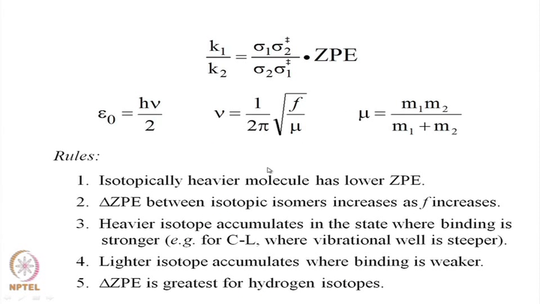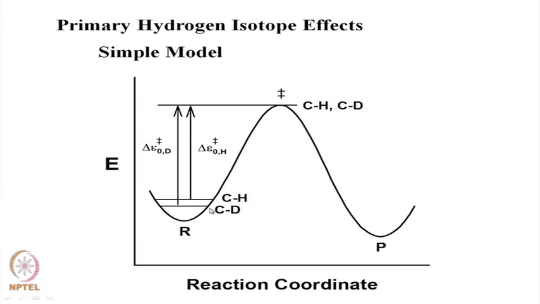And as I told you in the earlier slide, heavier isotopes accumulate in the state where binding is stronger. So you see the heavier isotope is here, lower than this one. That means it requires more activation compared to the lighter one. In order to reach the transition state, the CH or CD transition state, CH requires less, CD requires more, because its zero point energy is less. That means in order to activate this CD, in order to have greater oscillation, because that bond has to be ruptured, this oscillation has to be huge.